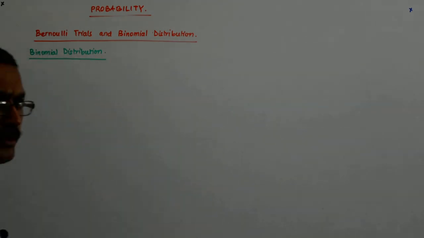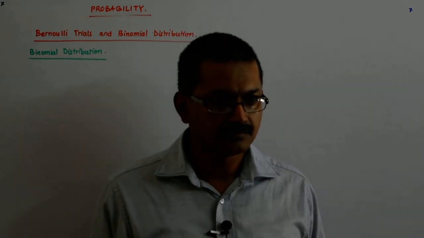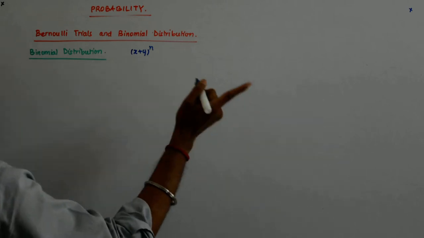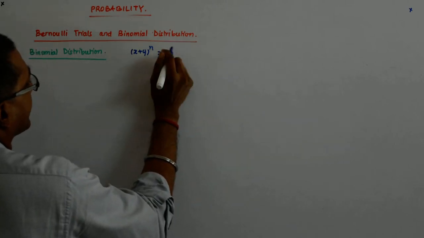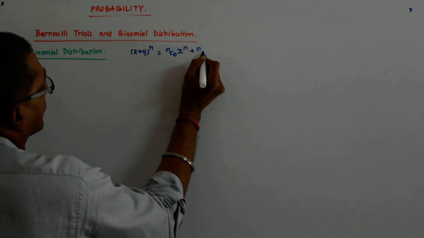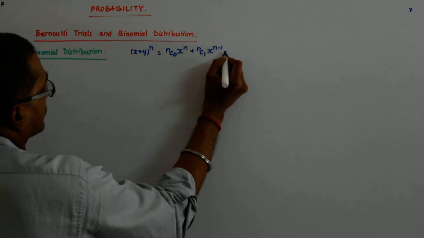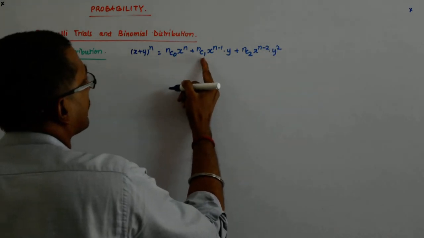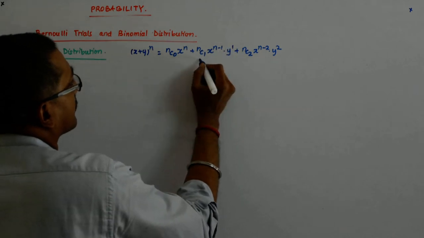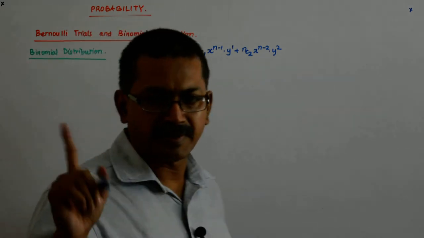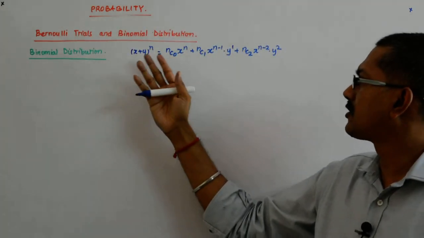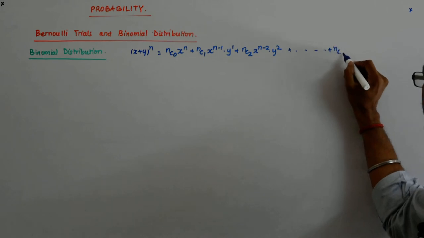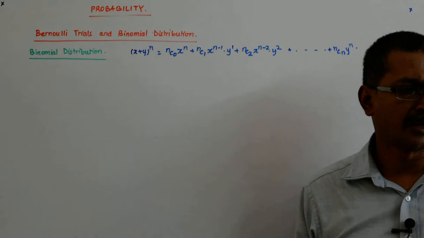Hope you remember your binomial expansions that you had studied. It was something like this, (x + y)^n. I will not go into the derivation. You start writing nC0 x^n, nC1 x^(n-1) y, nC2 x^(n-2) y squared. The important thing is that whatever power is here goes there, and the powers are such that the sum of the powers of x and y is equal to n. That's all. It goes till it reaches nCn y^n x^0.